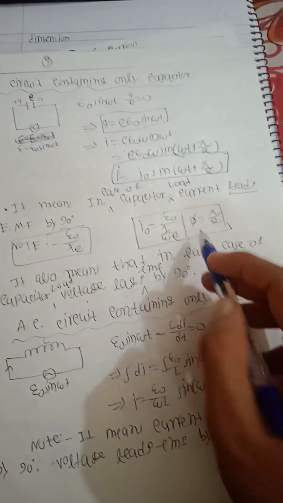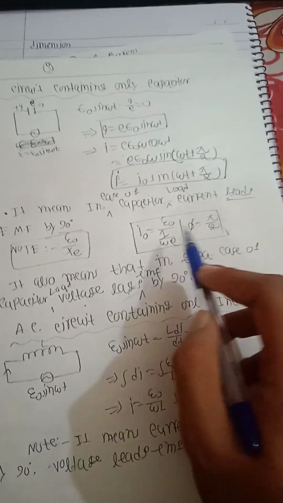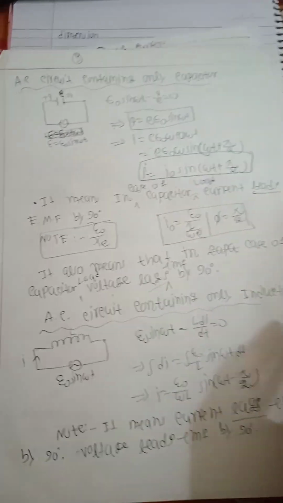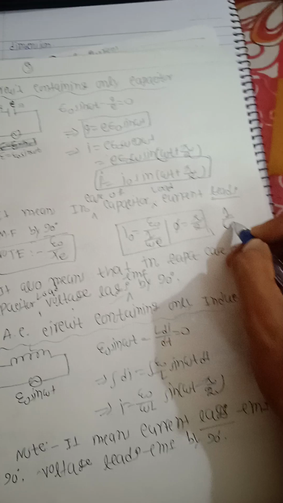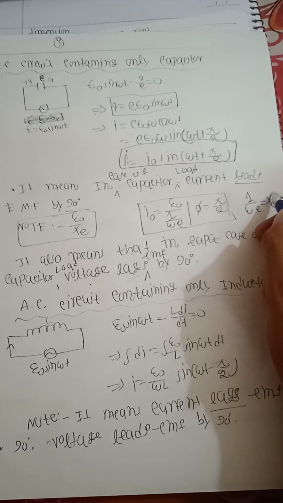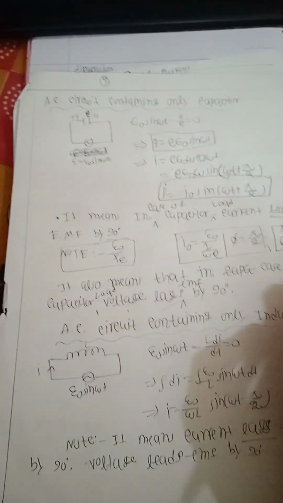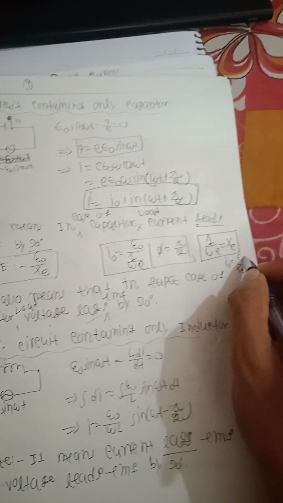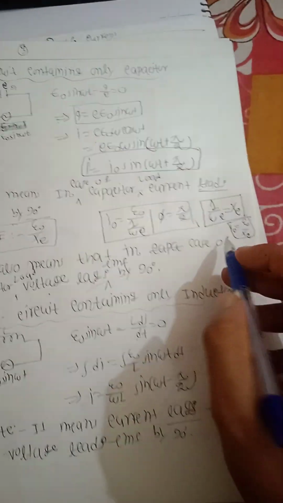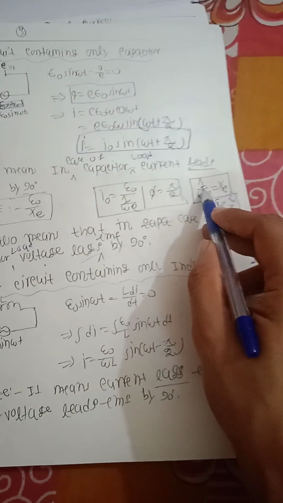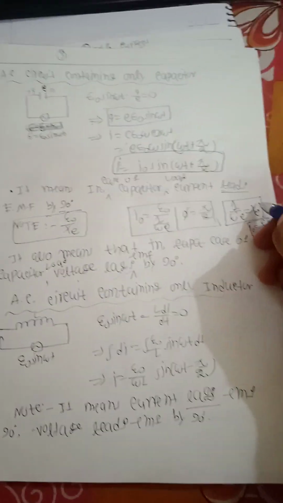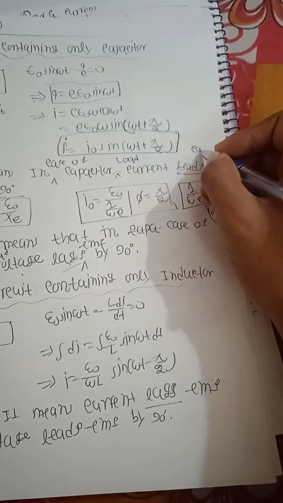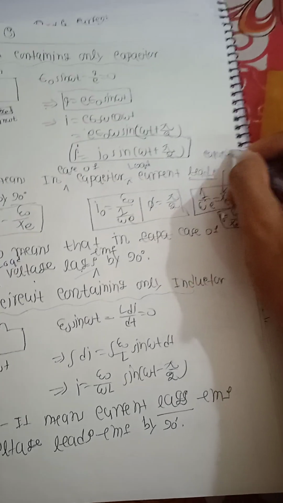Now there is another formula again. The flux should be pi by 2, and I naught will be epsilon naught by 1 by omega C. This 1 by omega C can be written as XC, so we can also write this as I naught equals epsilon naught by XC. You should remember this formula as well, which is very important. This XC is called capacitive reactance.